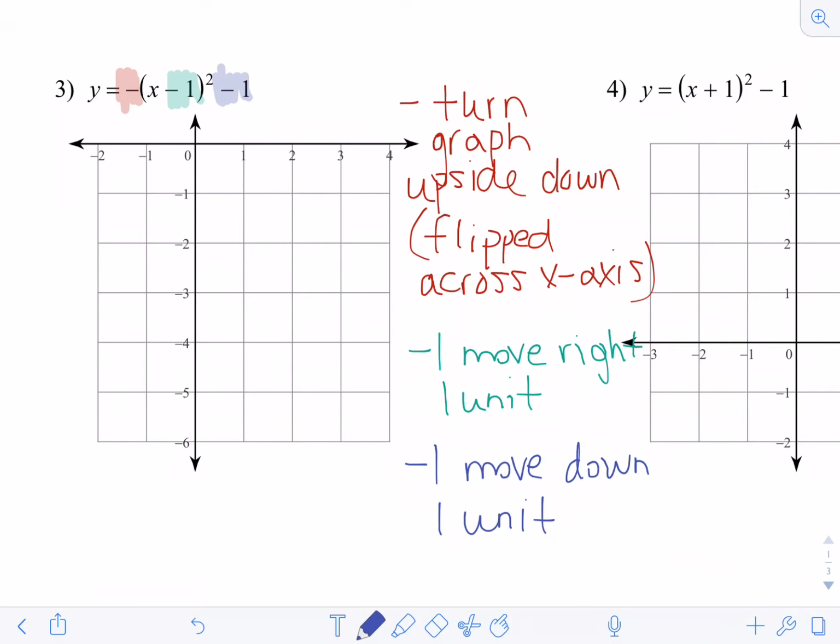Look at my table to see what I can plot. Cannot plot that. I can plot -1, -5. I can plot 0, -2. I can plot 1, -1. And I can plot 2, -2, and 3, -5. Connect my dots.